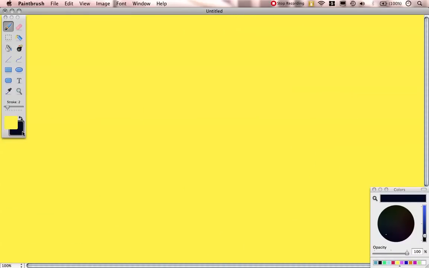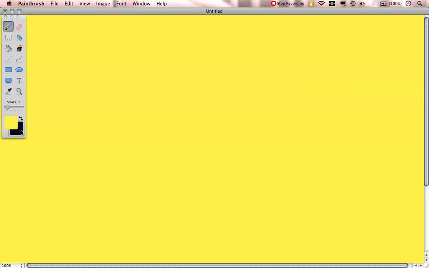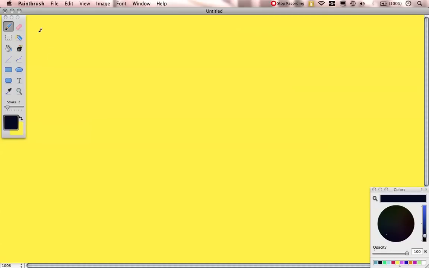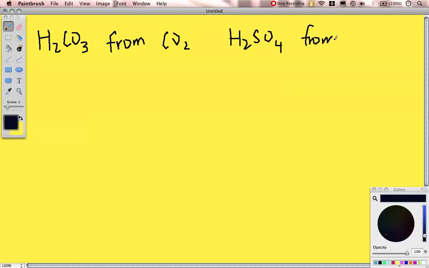Now, guys, if we consider the two examples that I used just now, which was carbonic acid from CO2 and sulfuric acid from sulfur trioxide, or SO3, all of these acids from non-metal oxides share something in common, and that is that they are hydroxy acids.